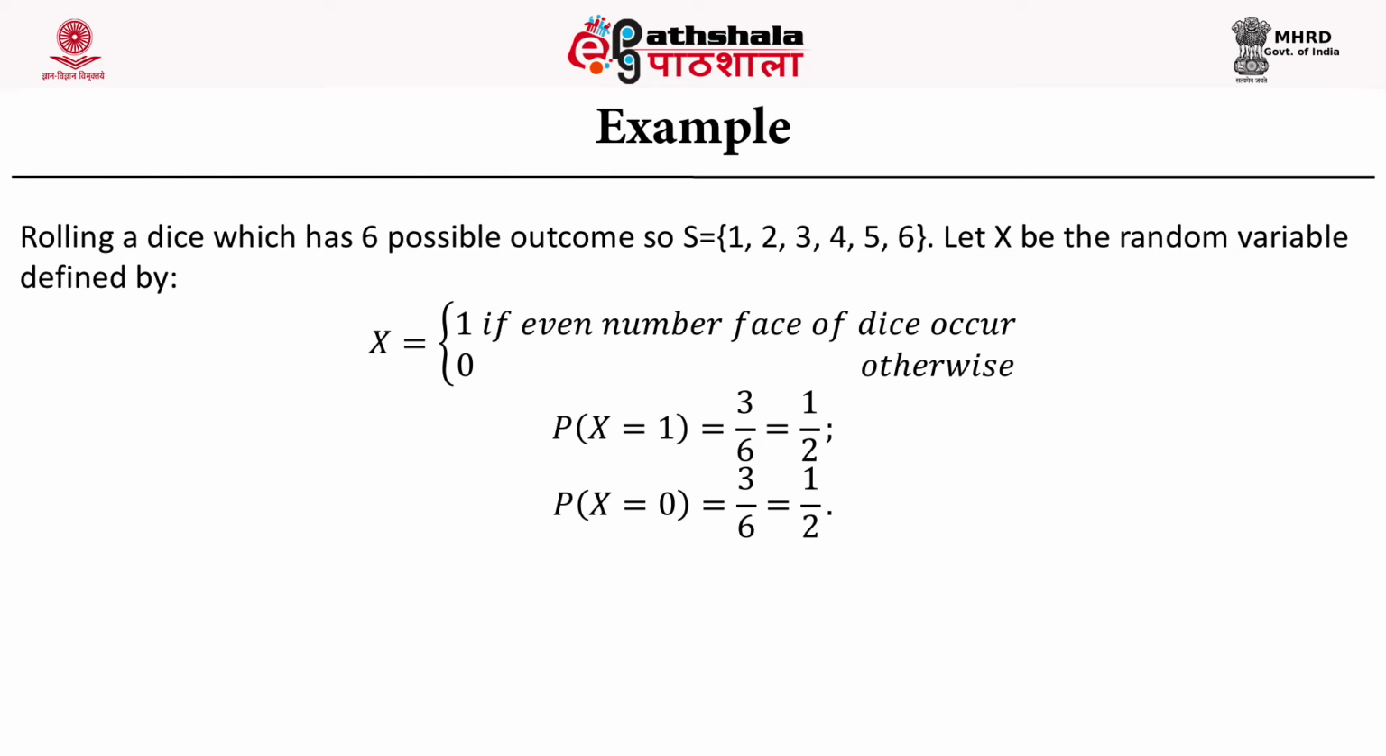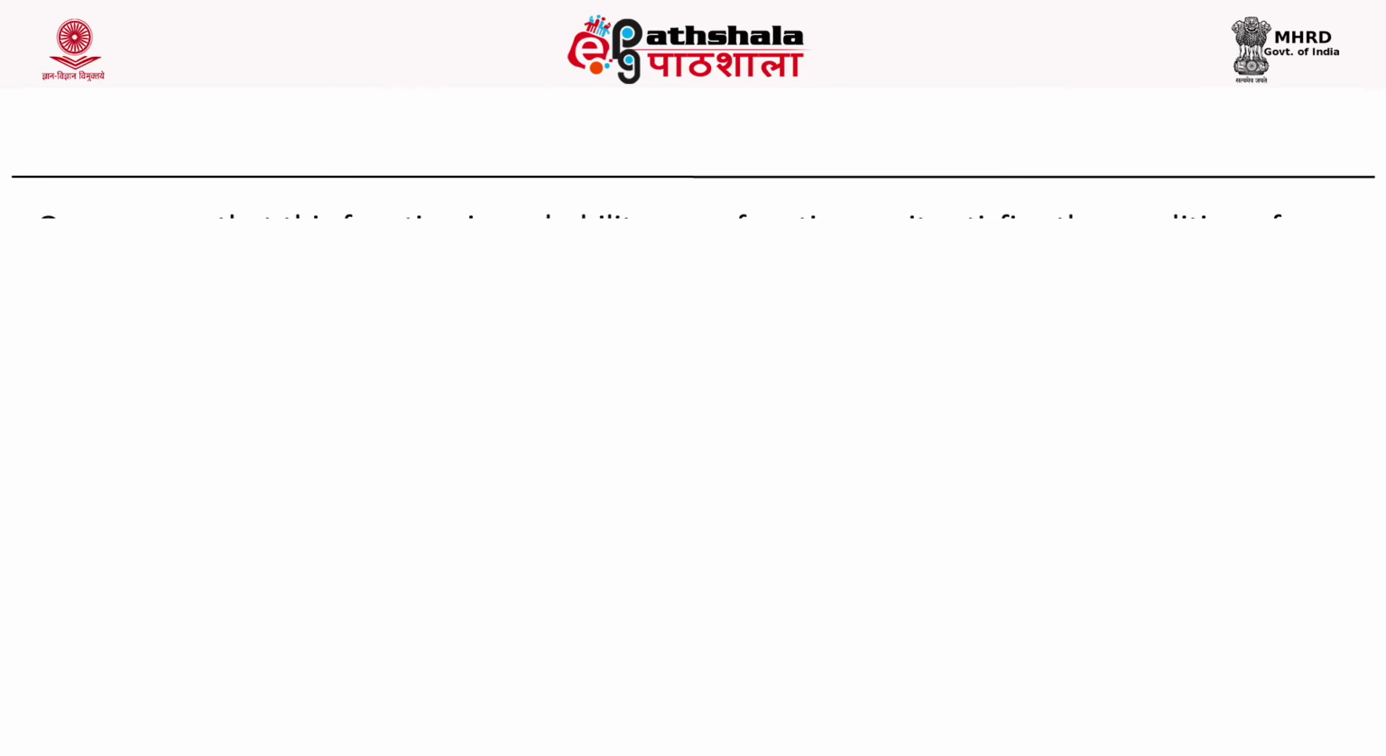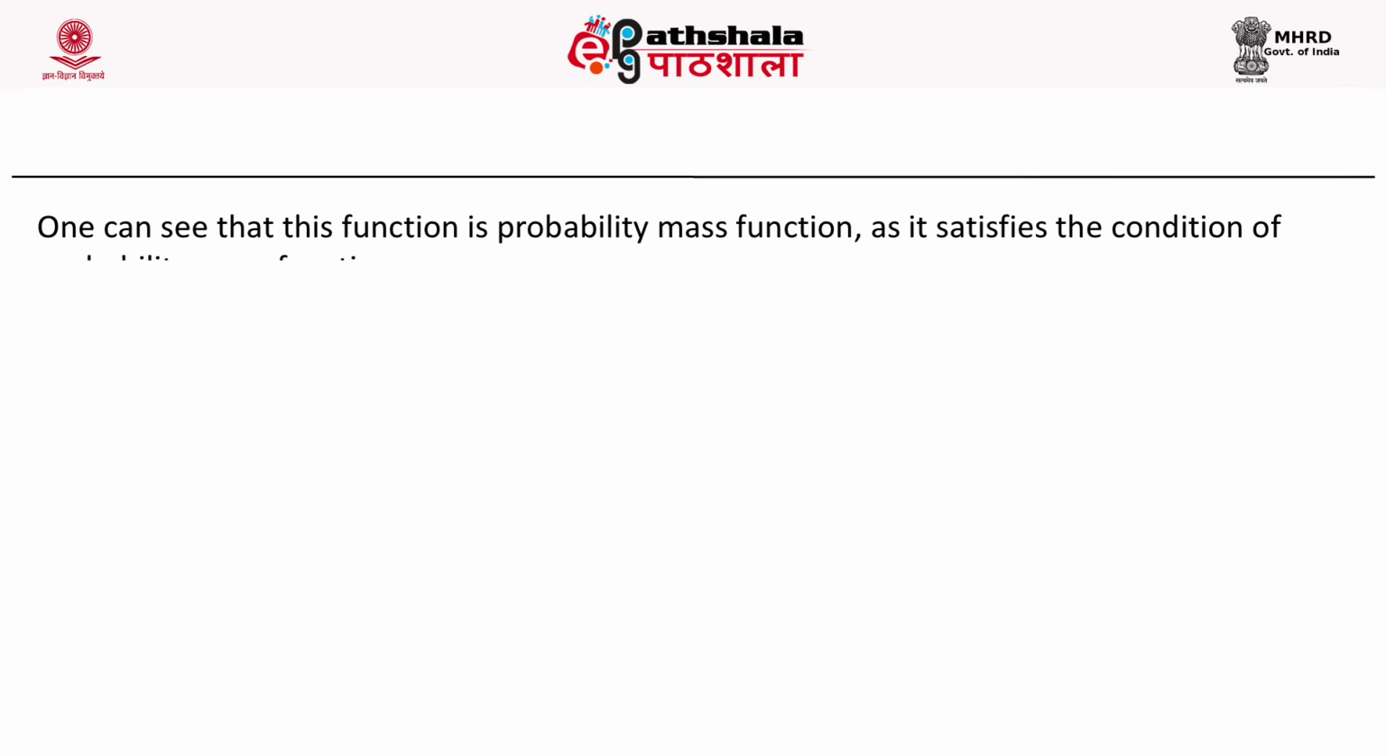As we know that we have 3 even faces and 3 odd faces, so the probability of x equal to 1, by using the basic concept of probability, is equal to favorable outcomes divided by total outcomes. So it is coming out to be half here, and the probability of x equal to 0 is also half. One can see that this function is a probability mass function as it satisfies the conditions of a probability mass function.